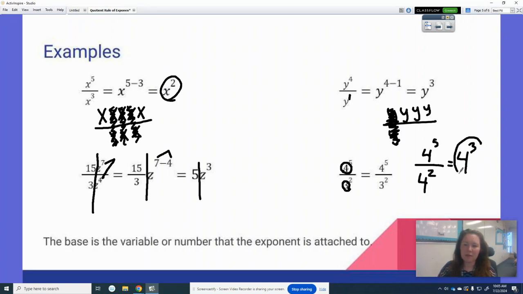Notice how this is different than this, because over here, in our previous example, the exponent was not on the coefficient, so that number was able to change with our division problem. But over here, because the exponent is on the number, this is not a coefficient, it's the base. And it just stays exactly the same. We're not going to do any division, 4 divided by 4. And as a reminder, the base is the variable or number that the exponent is attached to.